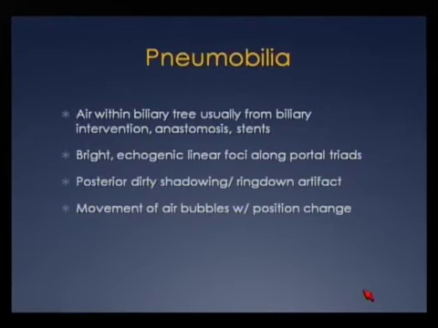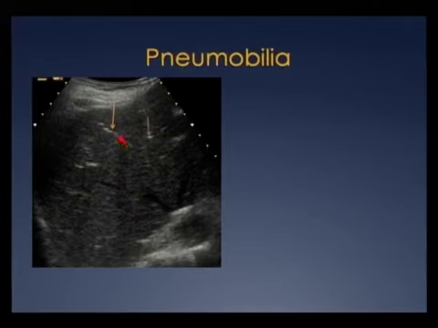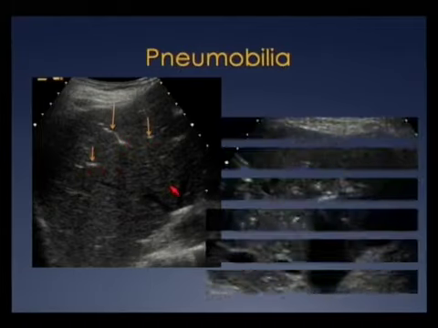Now, pneumobilia usually occurs from prior biliary intervention. It's air within the biliary tree. We see bright echogenic linear foci along the portal triads, and we may see some posterior dirty shadowing or ring down artifact like we saw previously. And basically the air bubbles will move with position change. So here's a patient with pneumobilia. This is the liver, and we see multiple echogenic foci branching throughout the liver.